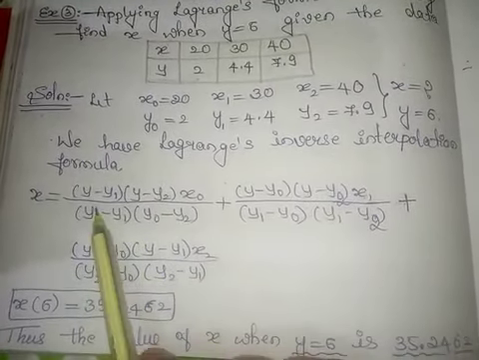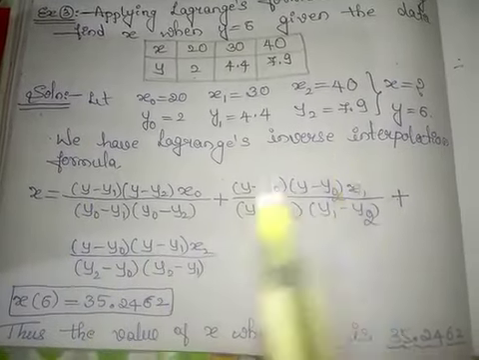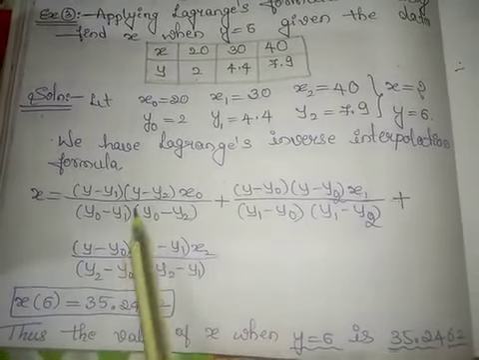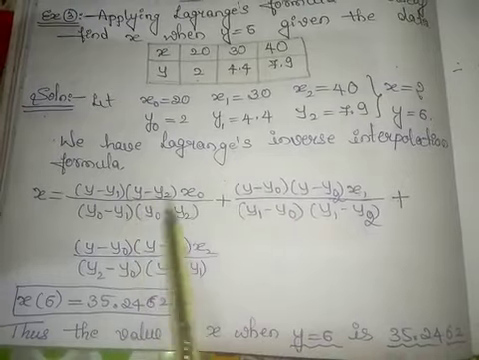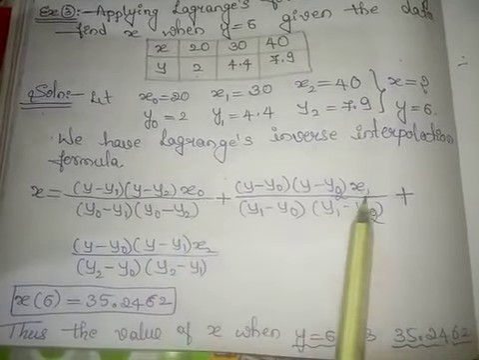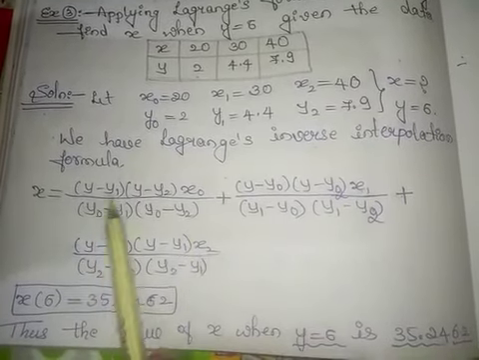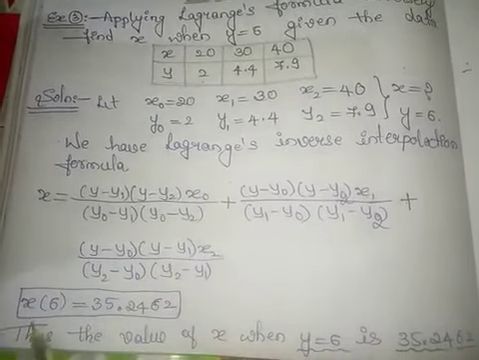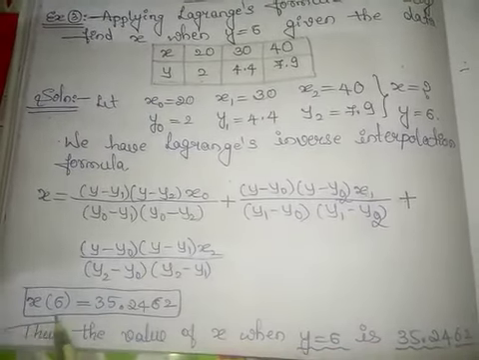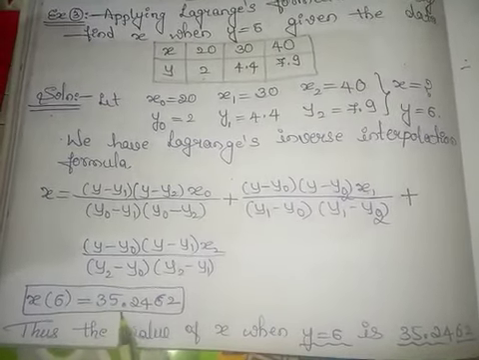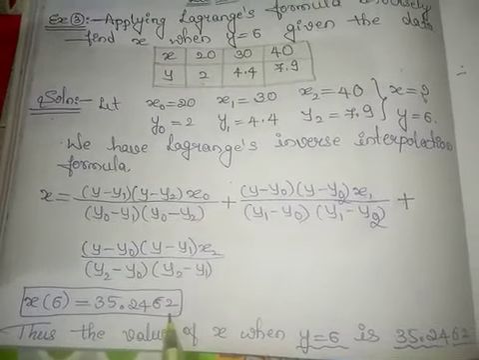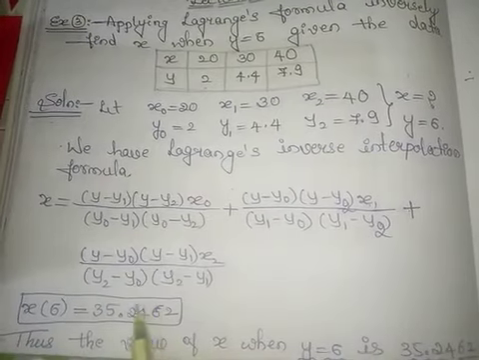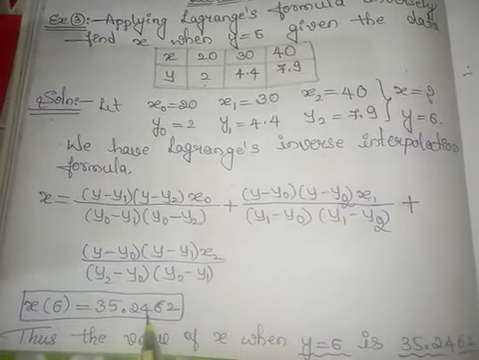and substitute all the values, the values of y0, y1, y2 and the values of x0, x1 and x2, and the value of y is here 6. After that calculate, you will get x at y is equal to 6 is 35.2462. Here I directly have written the answer.